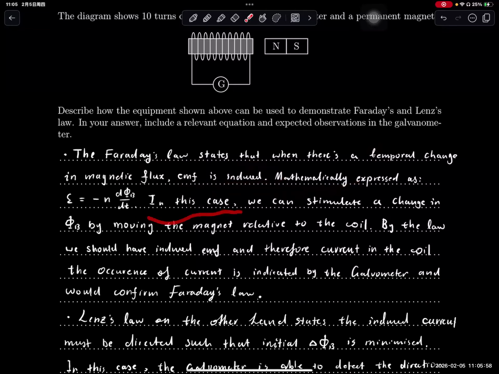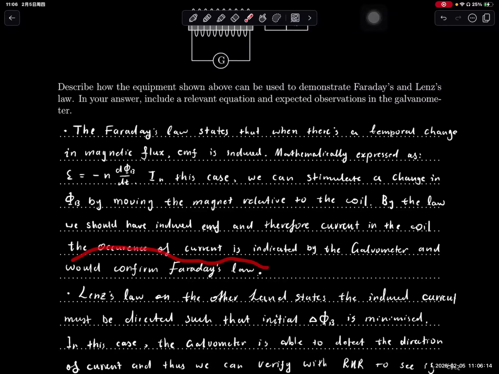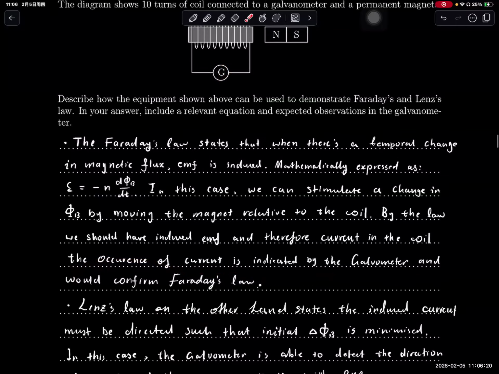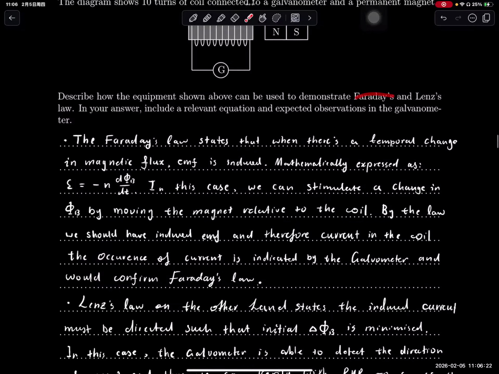In this case, we can simulate a changing flux just by moving the magnet relative to the coil. According to Faraday's law, we should have induced EMF and therefore current in the coil. The occurrence of current will be indicated by the galvanometer, and we can see a needle being turned. So that verifies our Faraday's law.